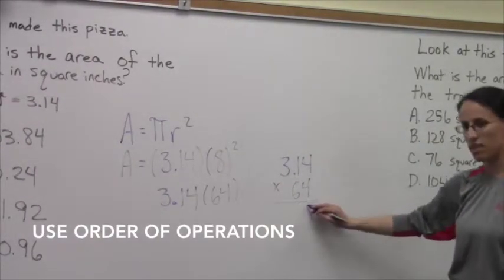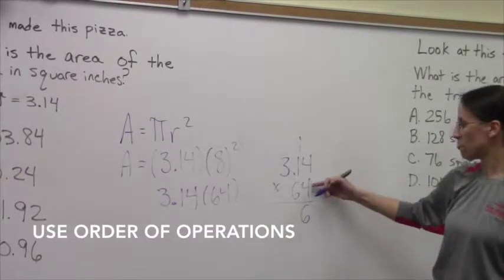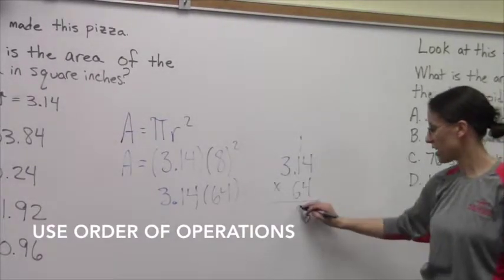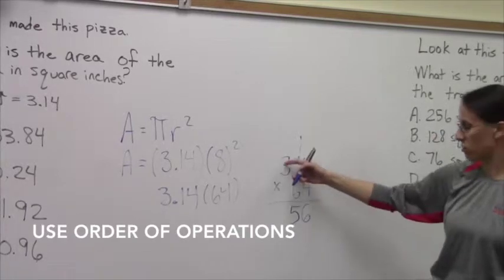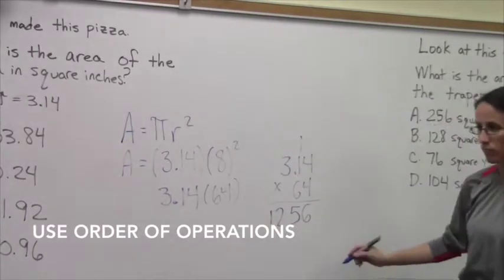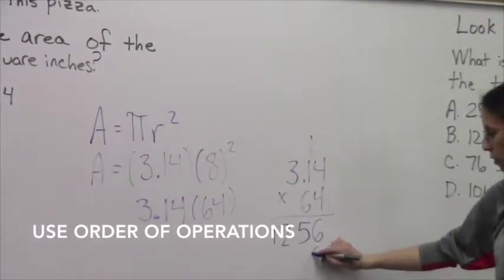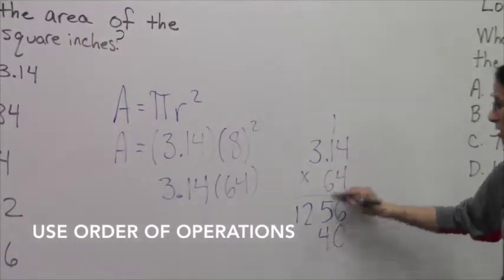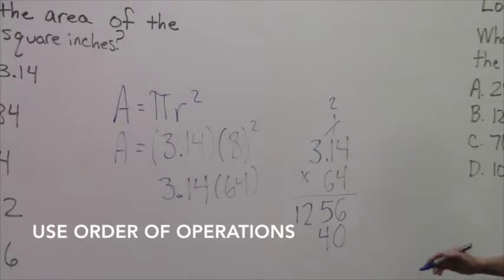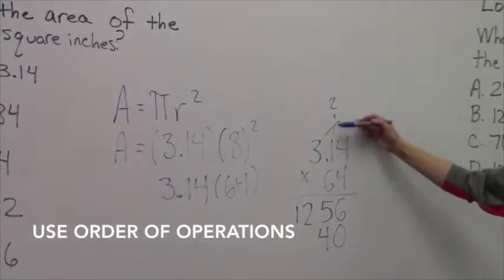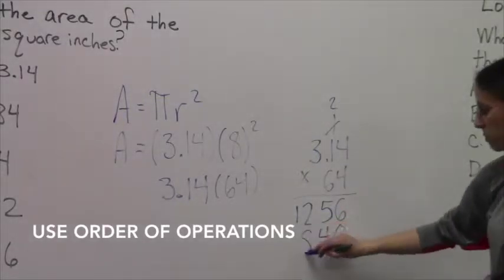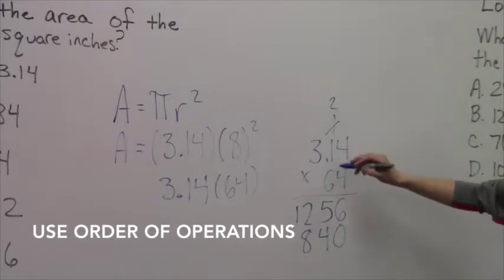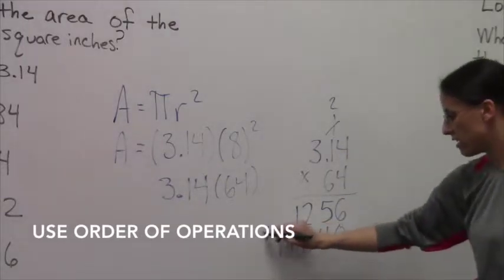So I do 4 times 4 is 16. 4 times 1 plus 1 gives me 5, and 4 times 3 gives me 12. I'm going to go down to my second line and put a placeholder. I'm going to do 6 times 4 now, which is 24. Carry my 2. I do 6 times 1 plus 2, which gives me 8. And then 6 times 3 gives me 18.